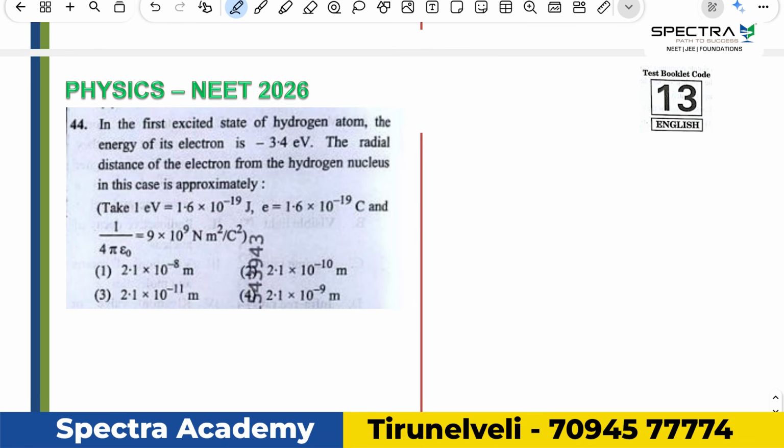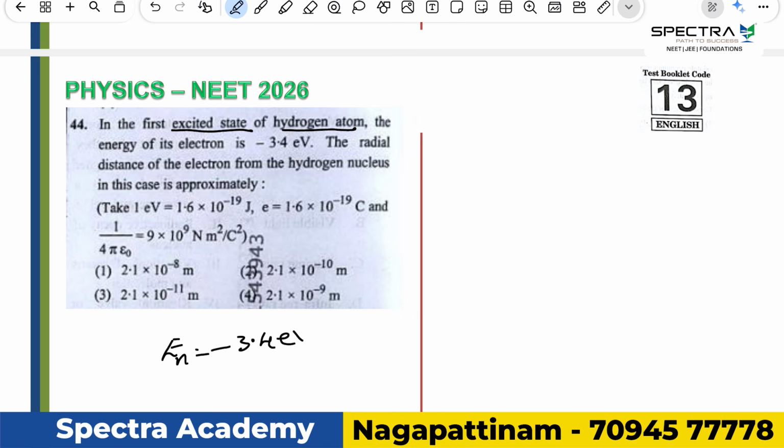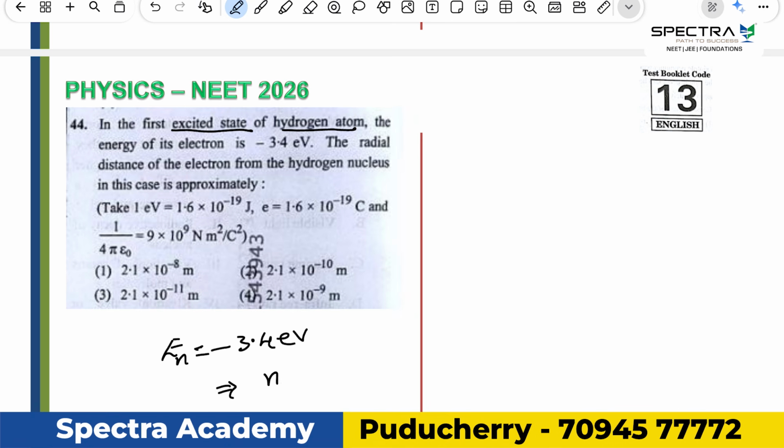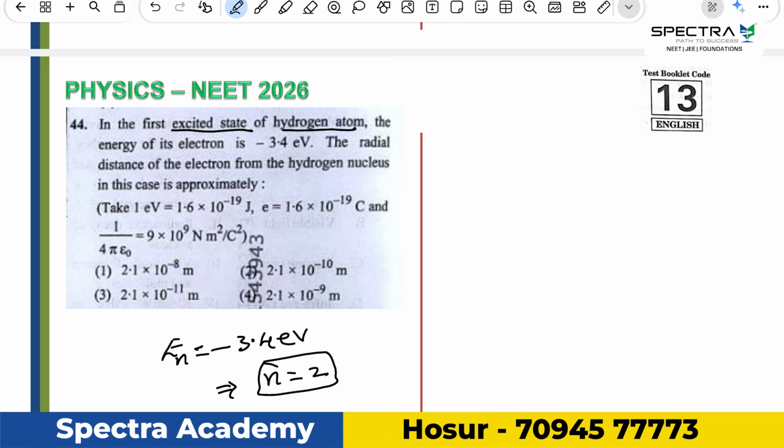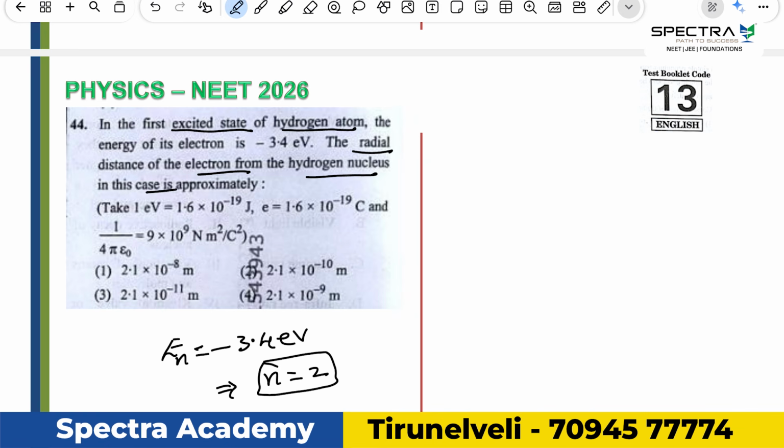Observe this. How can we simplify this value? In the first excited state of hydrogen atom, the energy of its electron, what is the energy of the electron they have given here? Minus 3.4 electron volt. Whenever we observe the value of this energy, we can say directly the number of the orbit relates to n equal to 2, and the radial distance of the electron from the hydrogen nucleus in this case is approximately. So radial distance is nothing but radius.